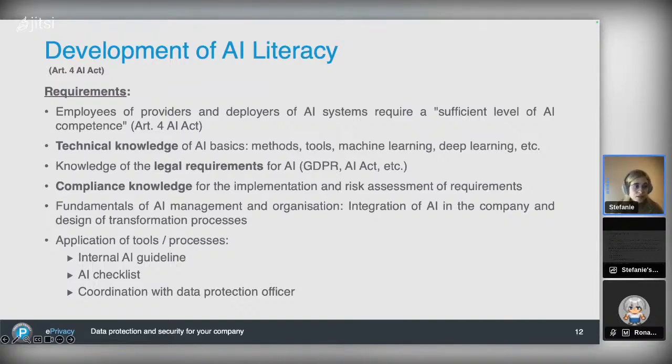This might include technical knowledge of the AI system, knowledge of legal requirements, so that they know to look out for GDPR and AI Act requirements, and knowledge about general compliance for risk assessments and the implementation of the legal requirements. Of course, not every employee who works with an AI system needs the same level of knowledge. So we need to look at who is working with AI systems and to what extent, and then decide what level is sufficient for them, so that we are within the legal requirements.